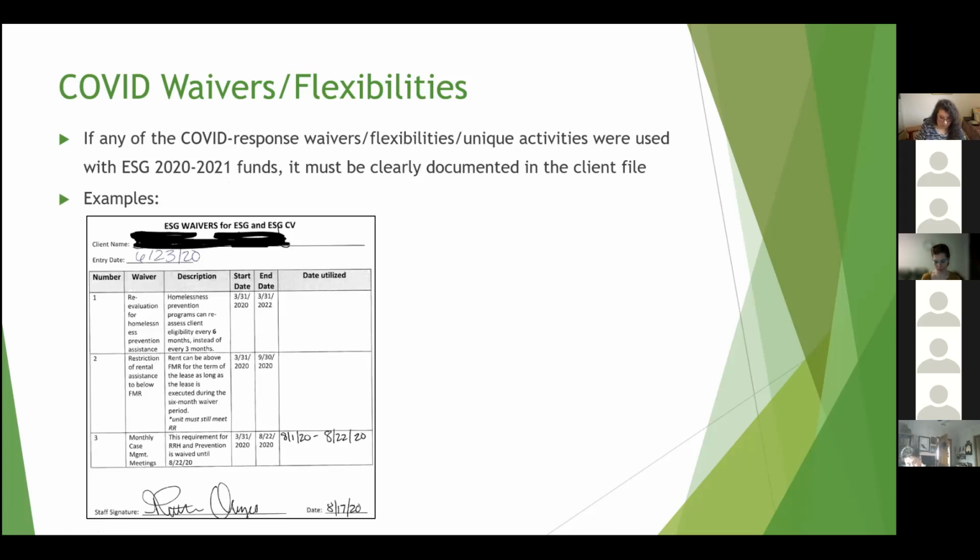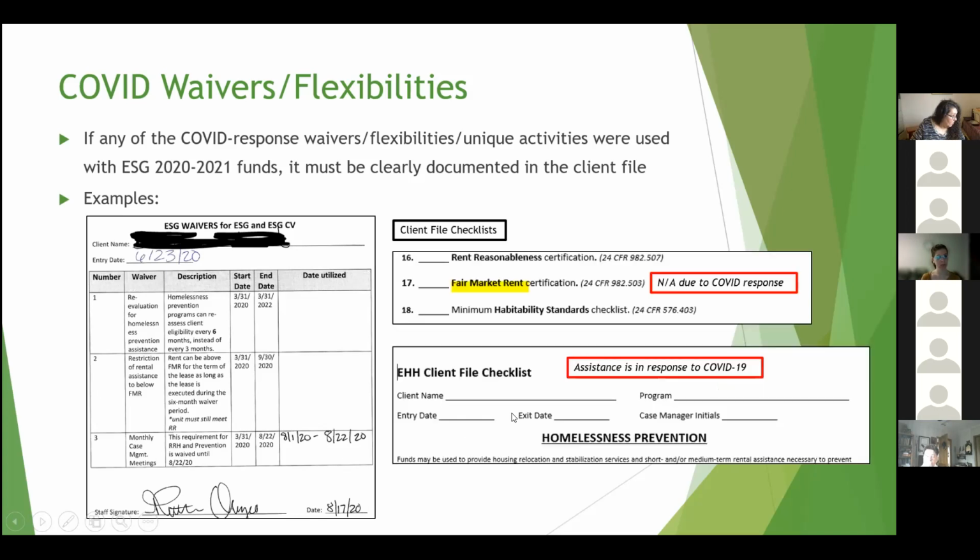So there's a few ways to do it. This is one example someone did where they specifically had a form in the file that showed what the waivers were, and then they noted if it was utilized at any time. I think that's ideal. But you could also just have it on the client file checklist. For example, fair market rent does not apply if the program is in response to COVID. So you could put right on this client file checklist, not applicable due to COVID response. Or maybe even at the top, assistance is in response to COVID. And then that alerts me when I'm looking at the file to use those waivers.